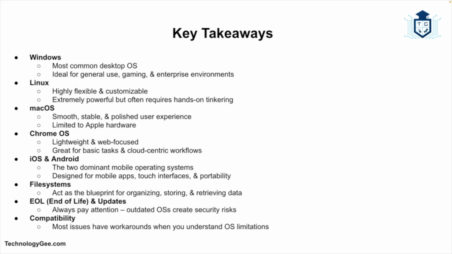All right, so let me go ahead and wrap all this up. Operating systems may seem overwhelming at first because there's a lot of jargon, a lot of acronyms, and different use cases. But trust me, once you get the hang of the core ideas, everything's going to start clicking. So just remember: Windows is the most common operating system and is great for general use. Linux is flexible and powerful, but it requires you to tinker with the system a little bit. macOS is smooth and polished, but its hardware is limited. Chrome OS is lightweight and is great for web-based browsing. iOS and Android dominate the mobile space.